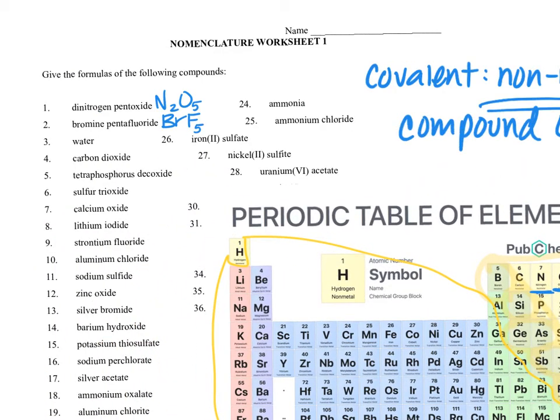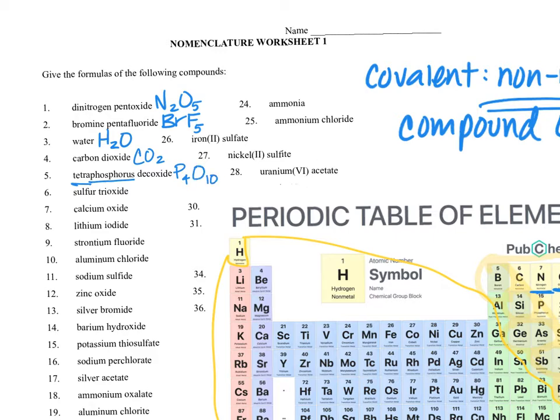Water, this is not a systematic name. This is actually a common name. So you don't need to worry on quizzes and exams about common names. You just want to worry about systematic names. The systematic name for that would be dihydrogen monoxide, in case you were wondering. All right, carbon dioxide would be CO2. Tetraphosphorus decoxide: phosphorus is P, tetra means 4, so P4. Decoxide, so oxide is oxygen, dec means 10.